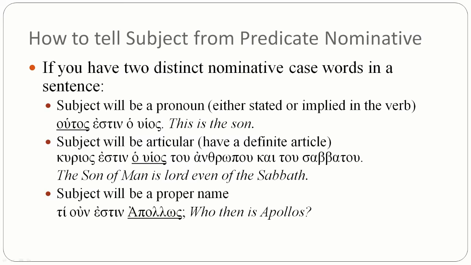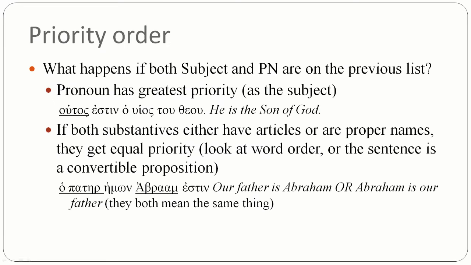All right, so those are the rules of how to tell a subject from a predicate nominative. Now we're going to throw another complication in. What happens if both the subject and the predicate nominative fulfill some of those conditions? What happens if you have, for example, a nominative that is a pronoun and a nominative that has an article? Well, the pronoun has the highest priority to be the subject. If you have a pronoun and an articular noun, or a pronoun and a proper noun, the pronoun is still the subject. Pronoun is always going to be on the top of the list for being the subject.